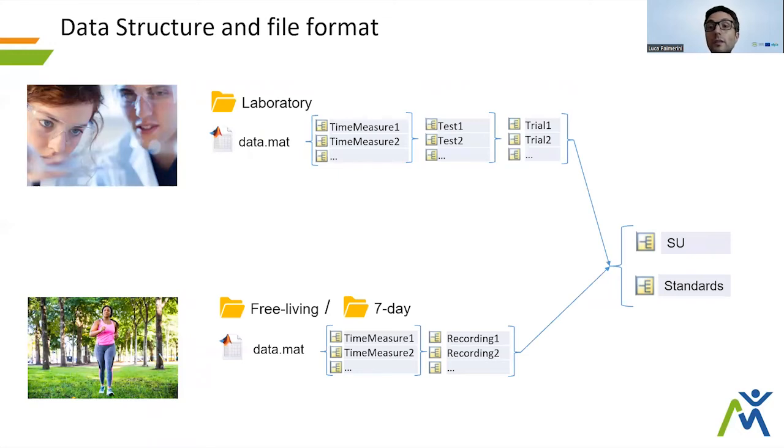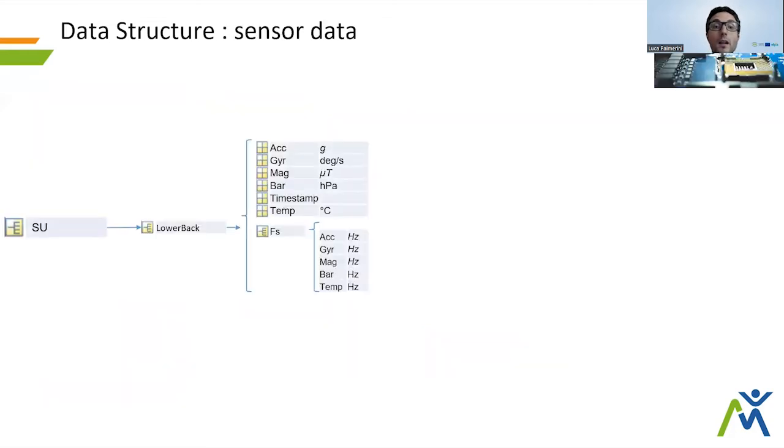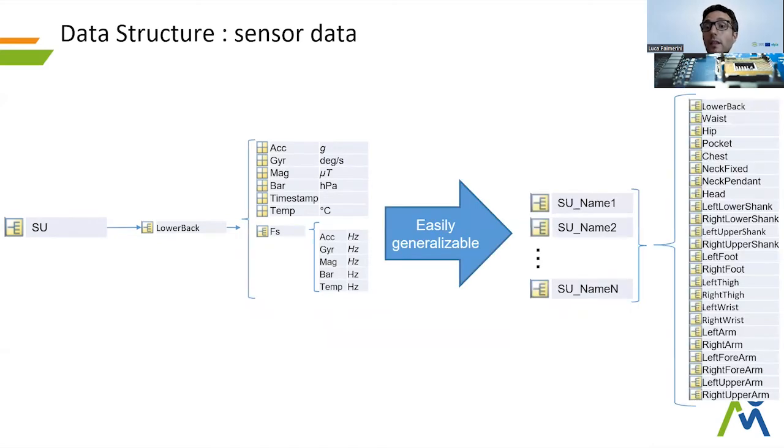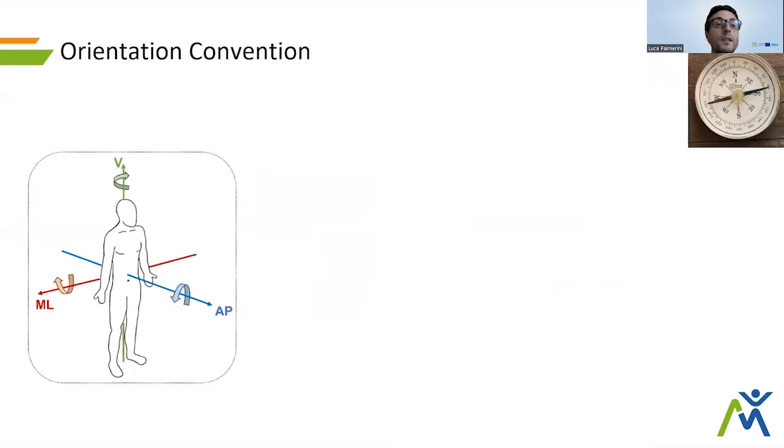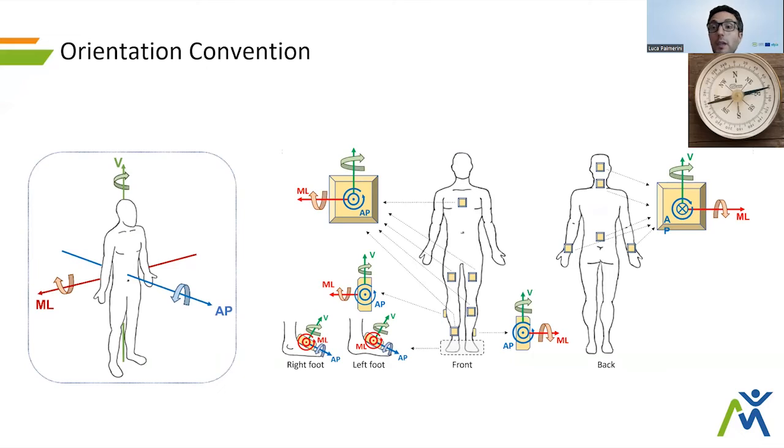Then we have a structure for data from sensor units and a structure for data from gold standard. Regarding sensor data, we have the sensor position, and then we have all the signals recorded, so acceleration, angular velocities, and so on, the related timestamps and sampling frequency. This is a structure that is easily generalizable for a different number of sensor units and a different positioning of the sensors. We developed a general orientation convention based on the anteroposterior, vertical, and mediolateral directions, which can be used for different positioning of the sensor on the body.